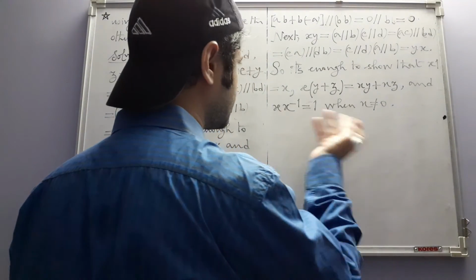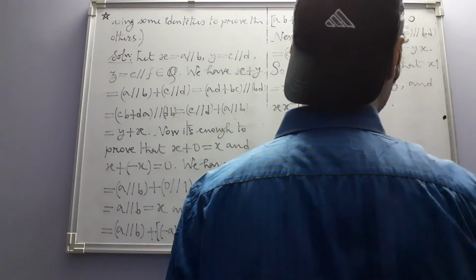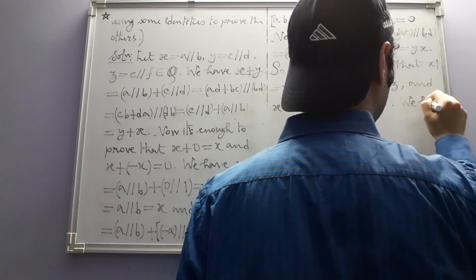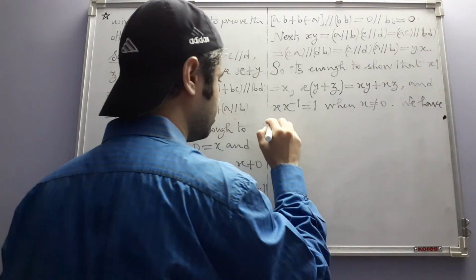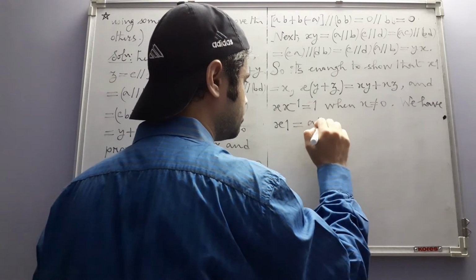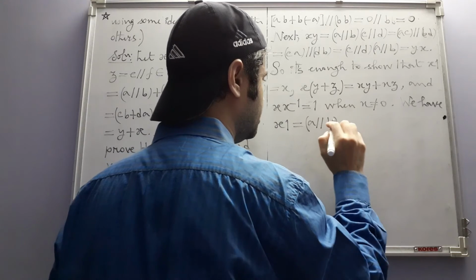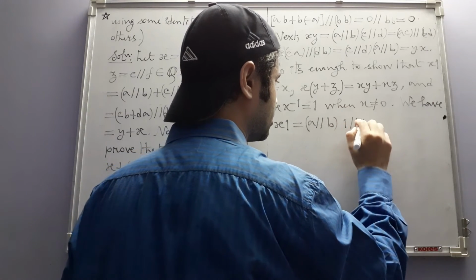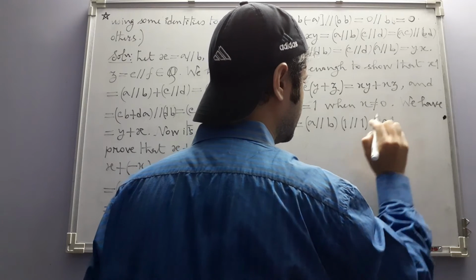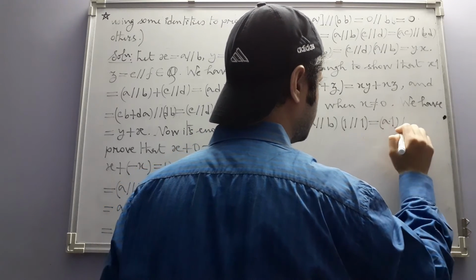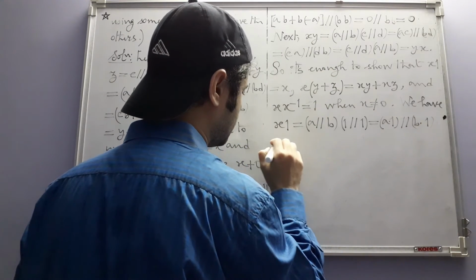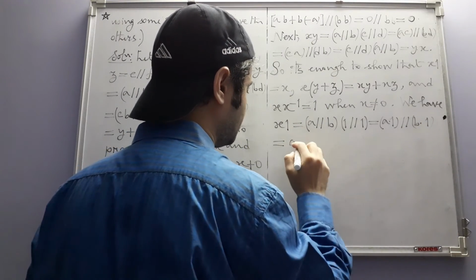Okay, so let us calculate these things one by one. We have x1 equal to a by b times 1 by 1. So this is pretty straightforward. a times 1 by b times 1, that is equal to x, all of them are in fact.